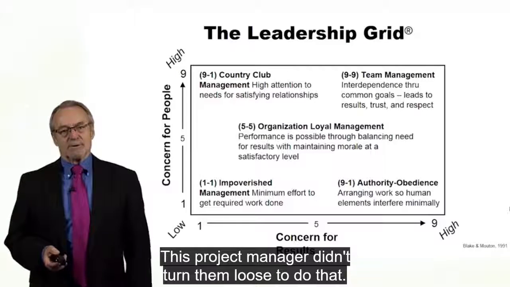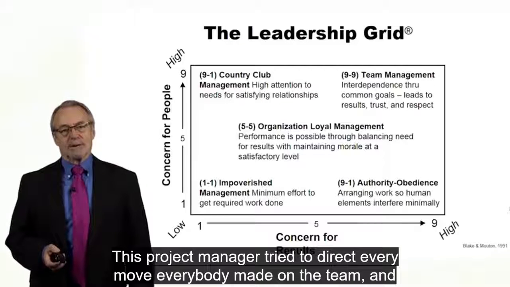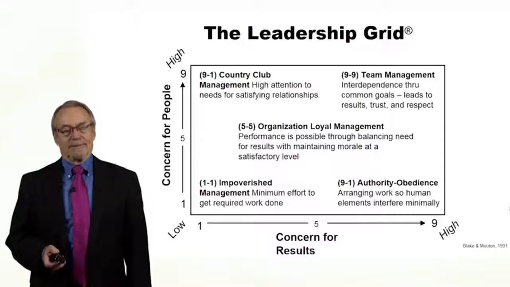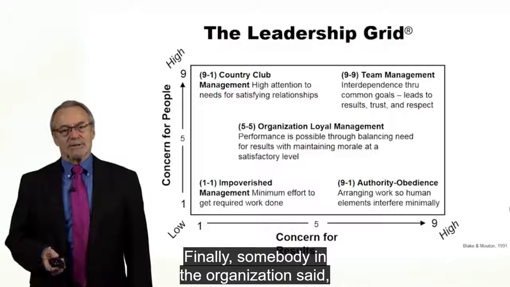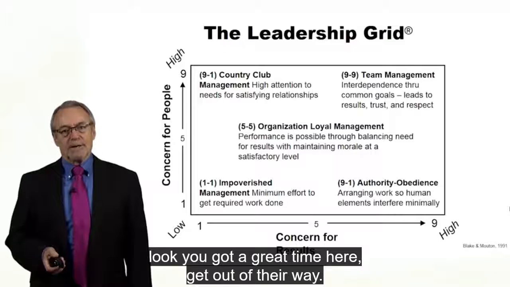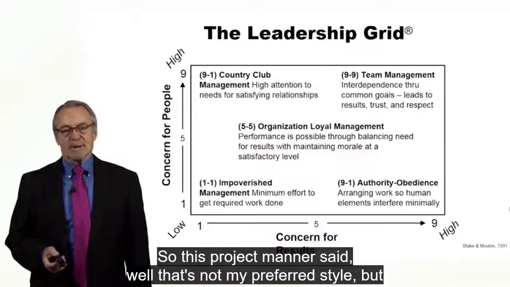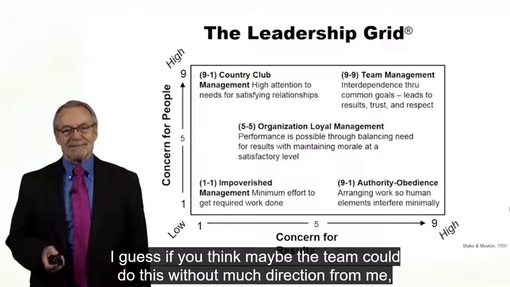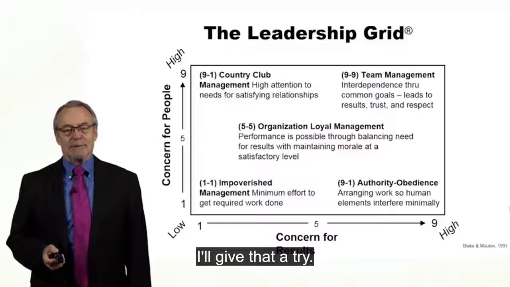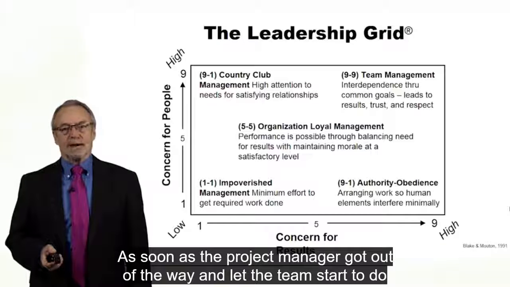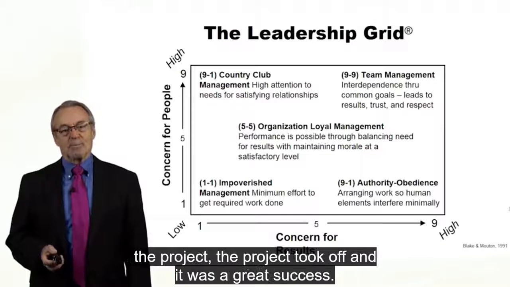This project manager didn't turn them loose to do that. This project manager tried to direct every move everybody made on the team, and the project didn't go anywhere. Finally, somebody in the organization said, look, you've got a great team here, get out of their way. So this project manager said, well, that's not my preferred style, but I guess if you think maybe the team can do this without much direction from me, I'll give that a try. As soon as the project manager got out of the way and let the team start to do the project, it took off and it was a great success.